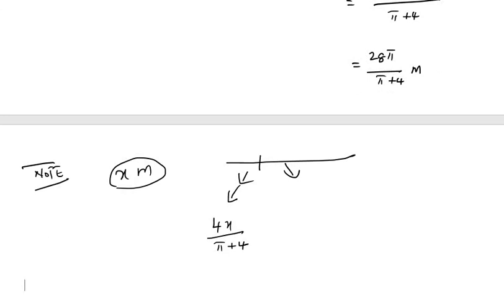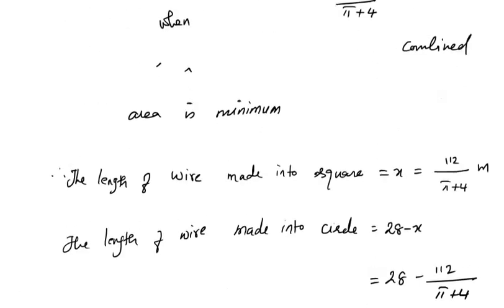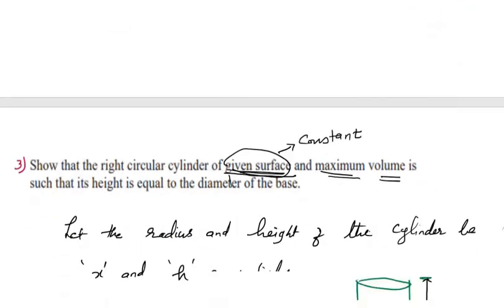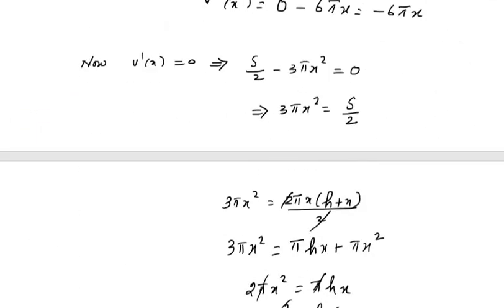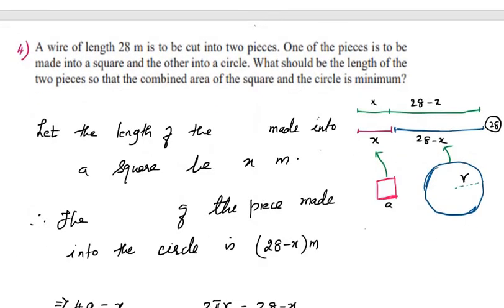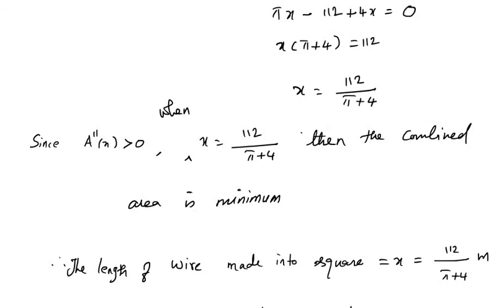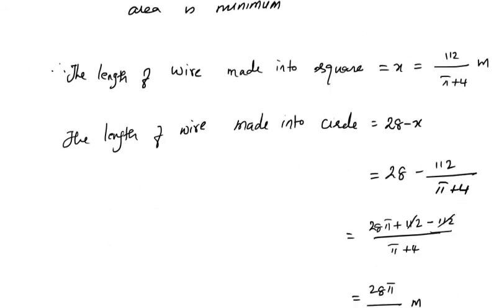See here, in the objective type they ask, see how to answer. What is the question for us? For us here the length of the wire is 28. See, directly if I want to answer, 28 into 4, the length of the wire which is made into a square, 28 into 4 by pi plus 4, that is 112 by pi plus 4. Just we can verify the answer like this. See what we got here, the wire 112 by pi plus 4. Understood? Yes, this is an easy way to find the answer.